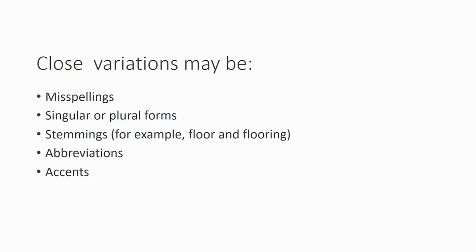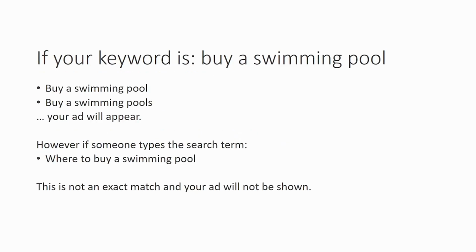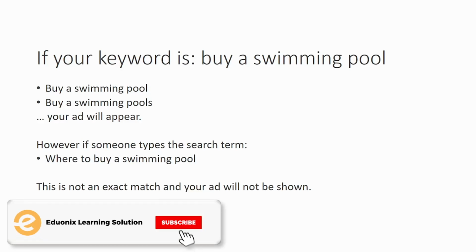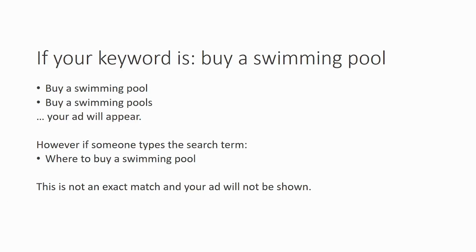Let's have a look at an example. If your keyword is buy a swimming pool, then only when someone types that keyword into Google will your ad appear. However, if someone types the search term where to buy a swimming pool, this is not an exact match and your ad will not be shown.